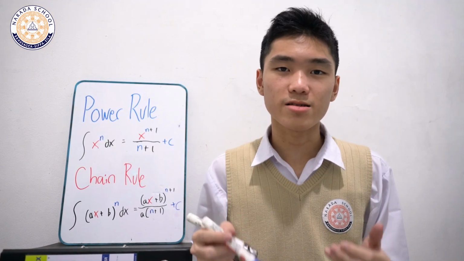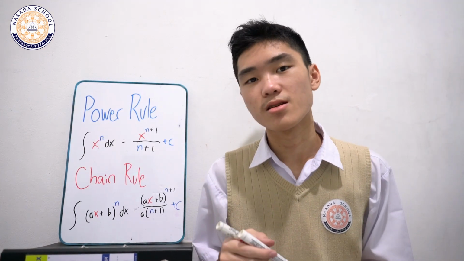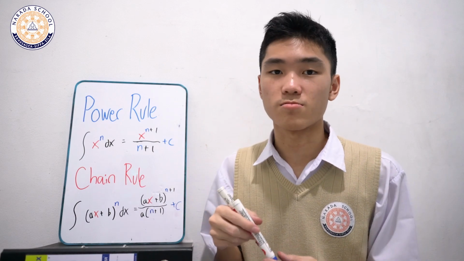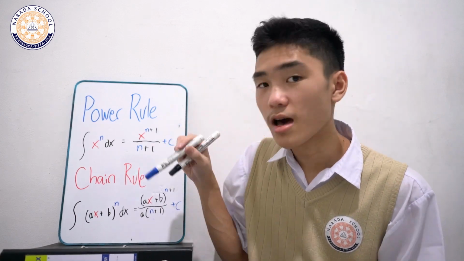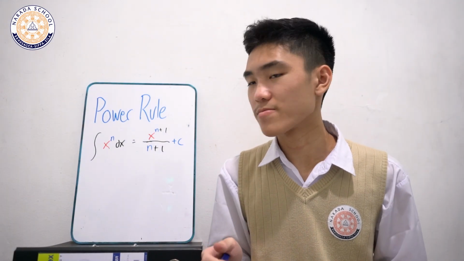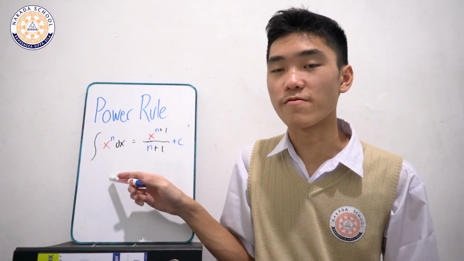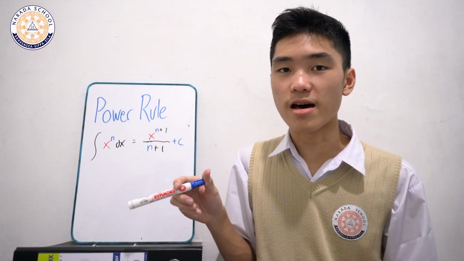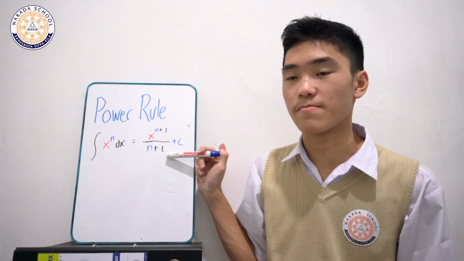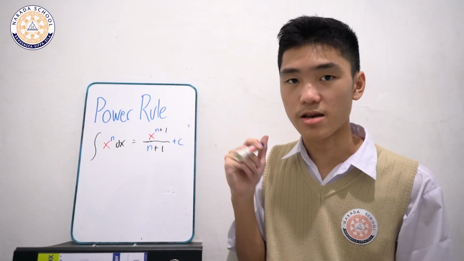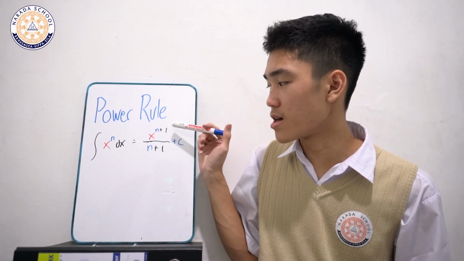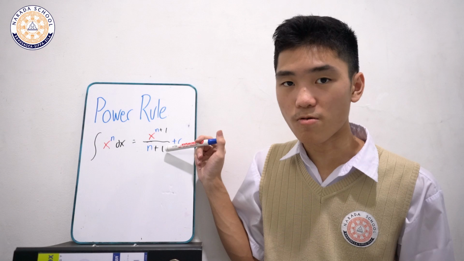Now, let's see how to actually evaluate integrals. So on the board, here are two basic rules that you can use to evaluate integrals. The power rule and the chain rule. This is the power rule. So if you have x to the power of n, then the integral of that will be x to the power of n plus 1 divided by n plus 1, and don't forget plus c. So this rule is basically just adding 1 to the power and dividing the result by that new power.